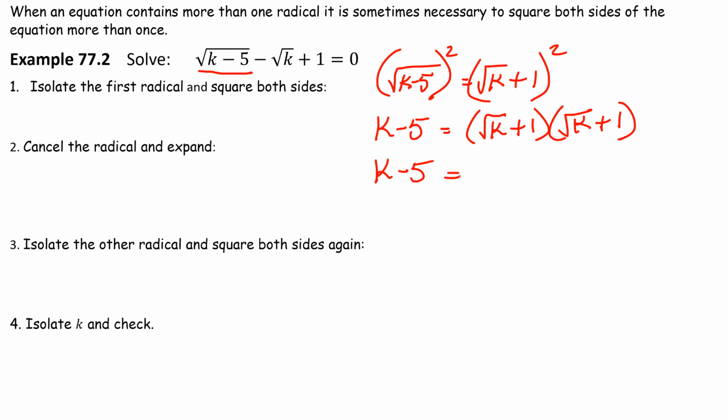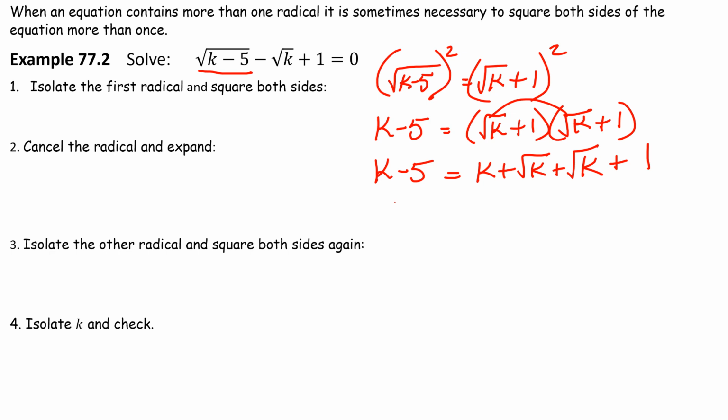So k minus 5 is equal to square root of k times square root of k is k. Square root of k times 1 is the square root of k. The square root of k times 1 is the square root of k. And 1 times 1 is 1. So we got rid of the first square root. Now we're going to have to get rid of the second square root.